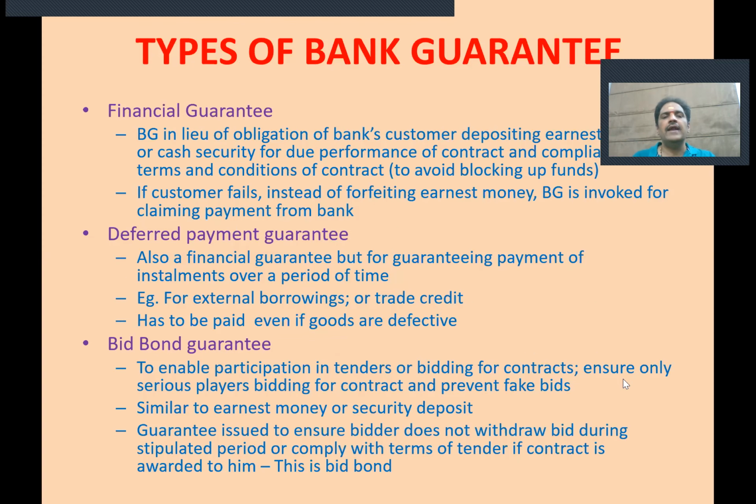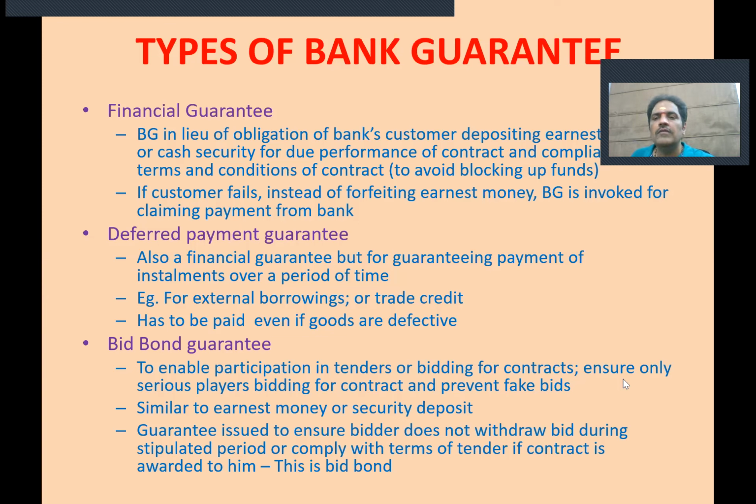First is a financial guarantee. Sometimes what happens is you want to do a contract for, say, CPWD. So what CPWD will say is, to ensure that you are performing this task on time, you put in about 1 lakh rupees. Okay. So in putting in that 1 lakh rupees, I am blocking up my funds.